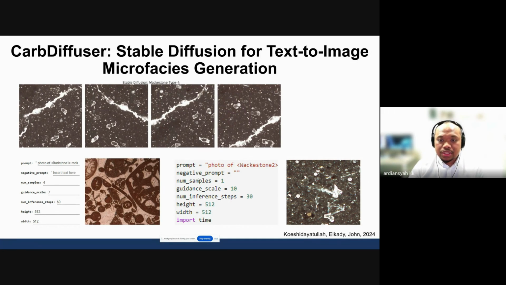So if you think about this technology, I think this can also help, for example, in core description or thin section description, where you can just bring the image and get the corresponding description directly from there.